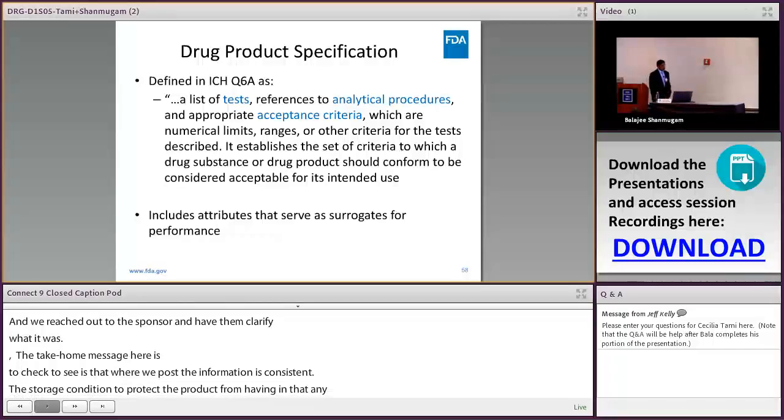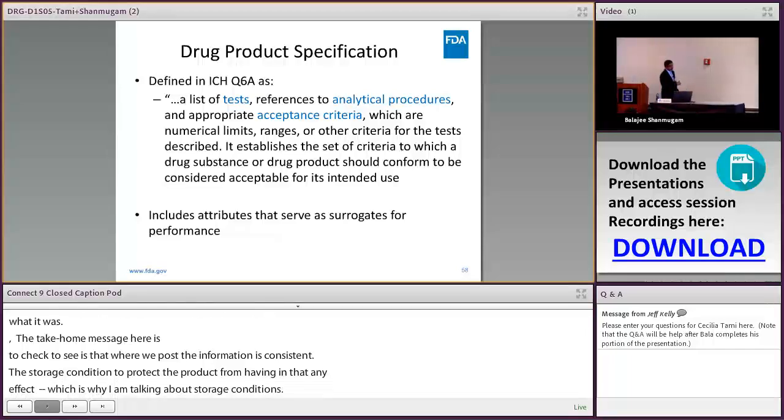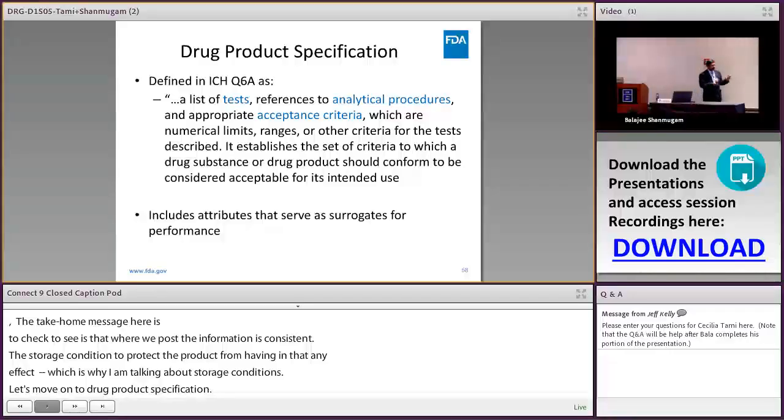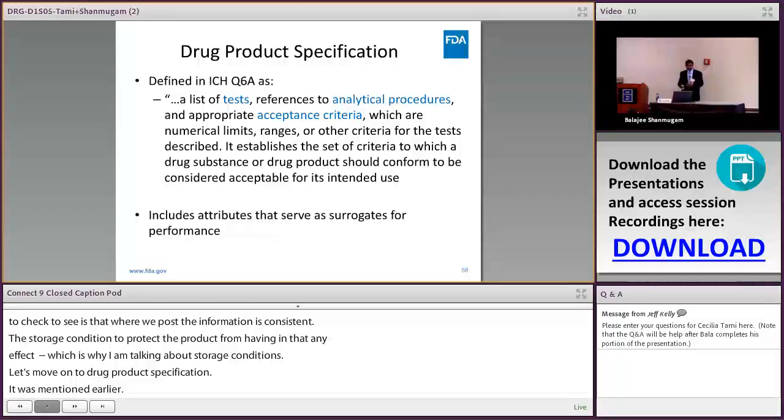Okay, we're moving into drug product specification, which Cecilia also talked about, and it was mentioned earlier also: the tests, the analytical procedures, and the acceptance criteria in terms of reference to the batch analysis. Why is it so important? The idea is that you set a set of criteria that your drug product should conform to on its storage. We'll talk about this more as I get into the drug product specification.